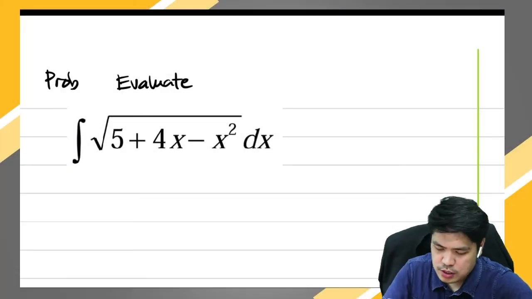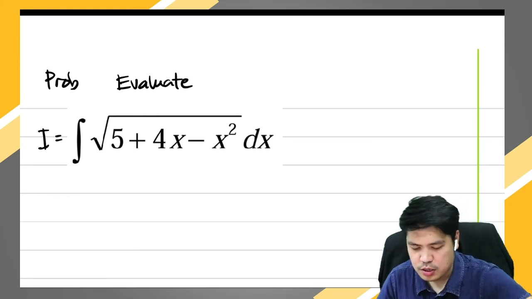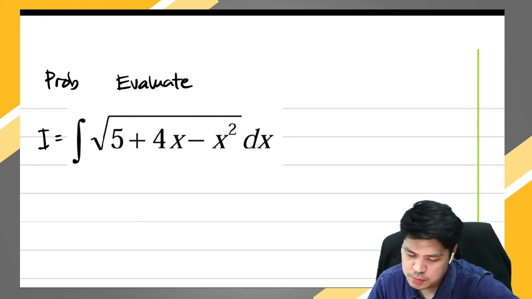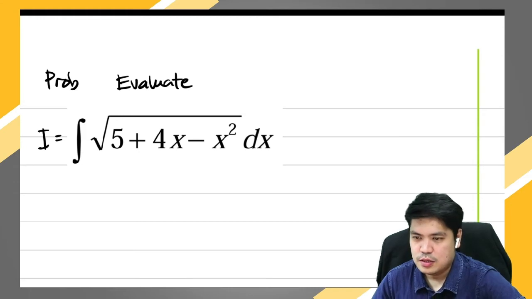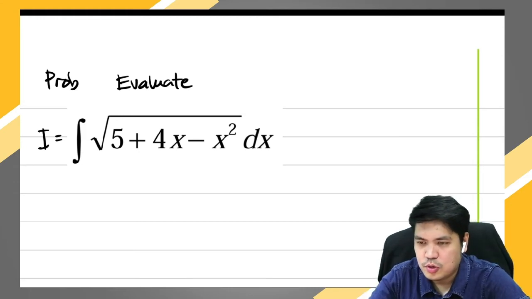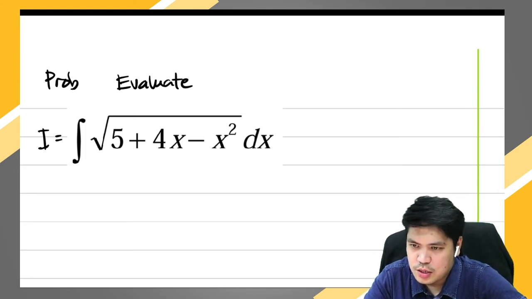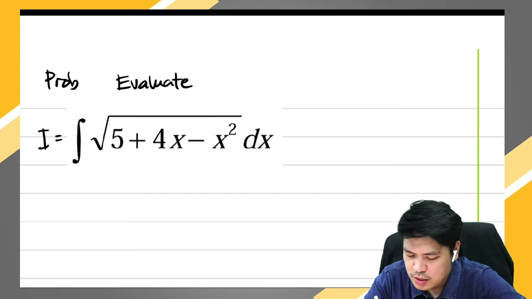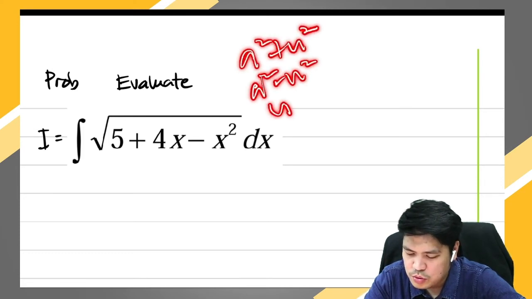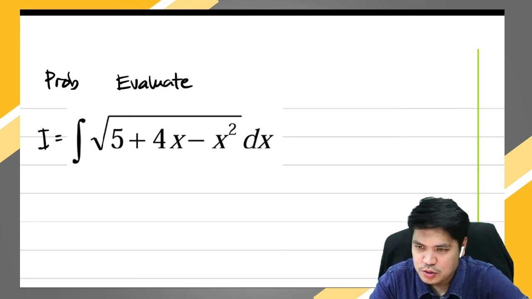If we have this integral, let's call this I. So that's the integral of the square root of 5 plus 4x minus x squared dx. So, we should first see that in order for us to apply the trigonometric substitutions that we discussed earlier, the a squared plus x squared, or let's generalize, a squared plus u squared, or a squared minus u squared, or u squared minus a squared, has to appear first. So, those terms should come out first.